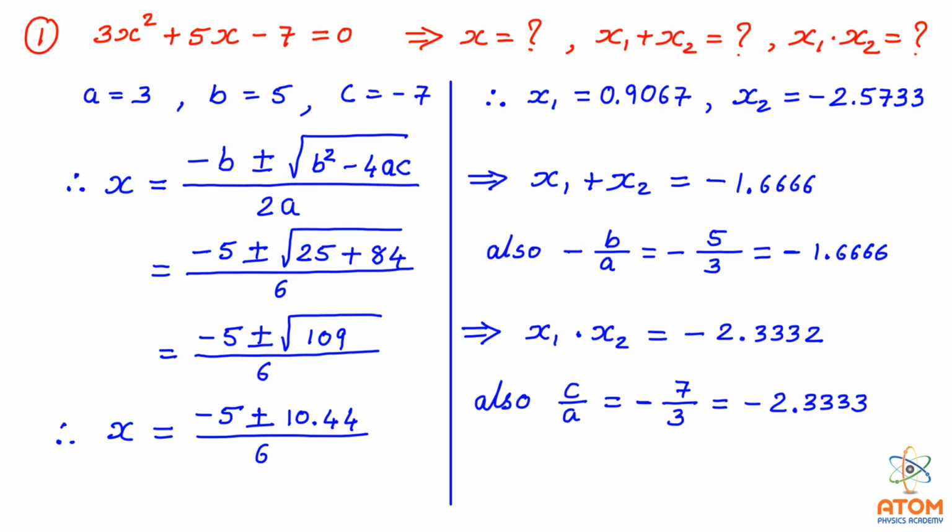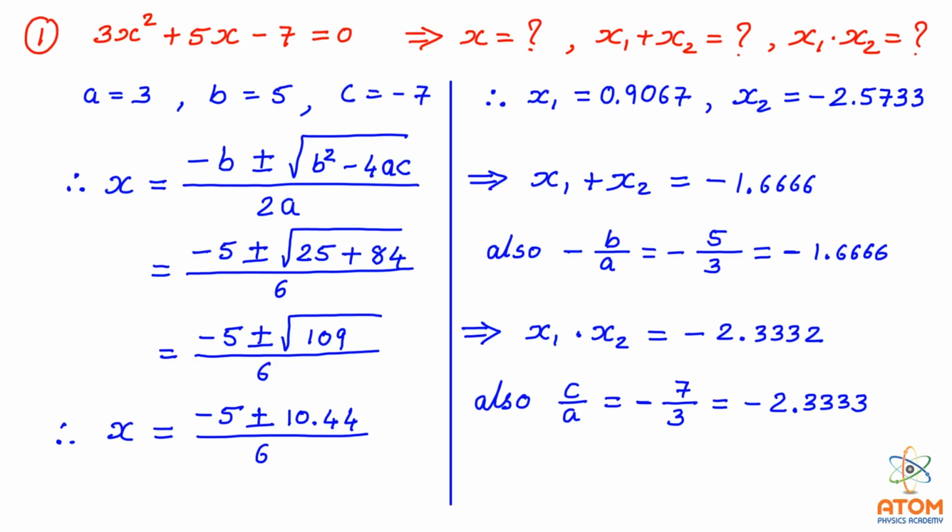Solving this, we will get two answers. If we take this as plus, then we will get x1 is equal to 0.9067, and if we take this as minus, then we will get x2 is equal to minus 2.5733. I already solved these equations, you can check it later on. Now x1 plus x2, if we add both of these values, we will get minus 1.6666.